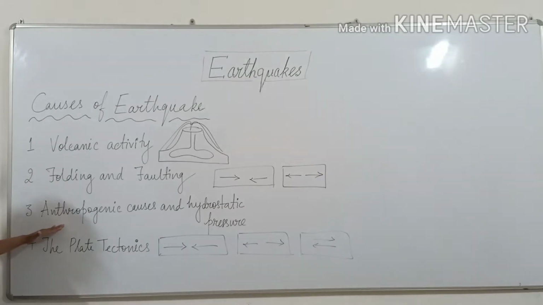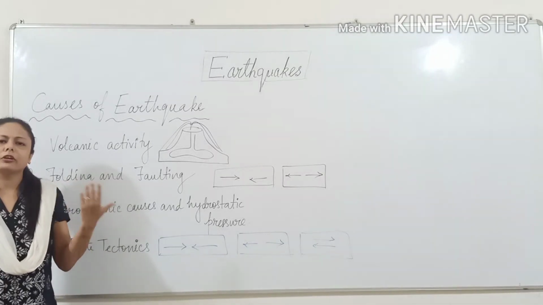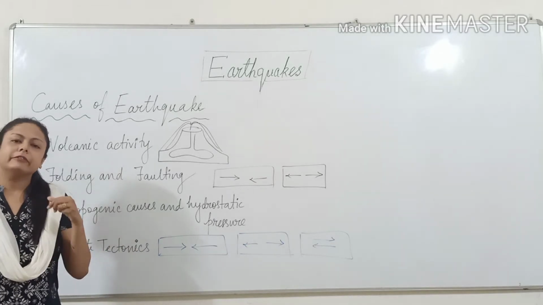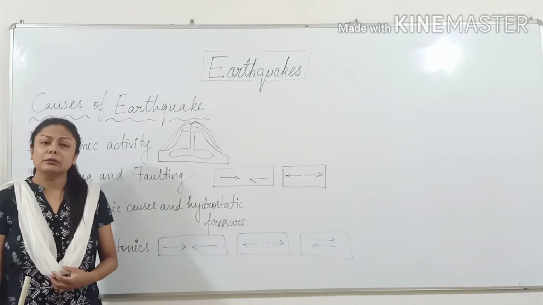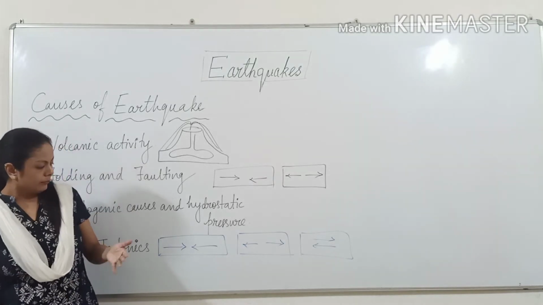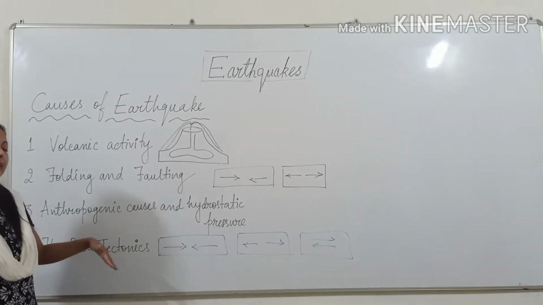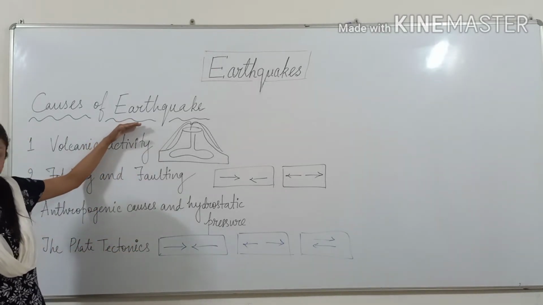Now apart from these three causes, there is one more and very important, that is plate tectonics. Now students, we have discussed a lot of things about plate tectonics when we were learning the module on rocks, when we were learning about folding and faulting. So here we will just briefly discuss and understand how it is related to the occurrence of an earthquake.